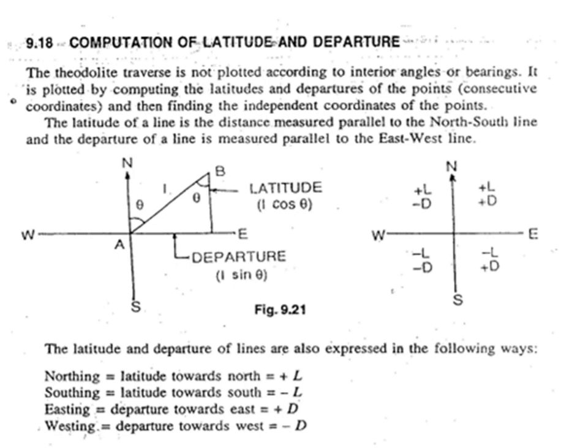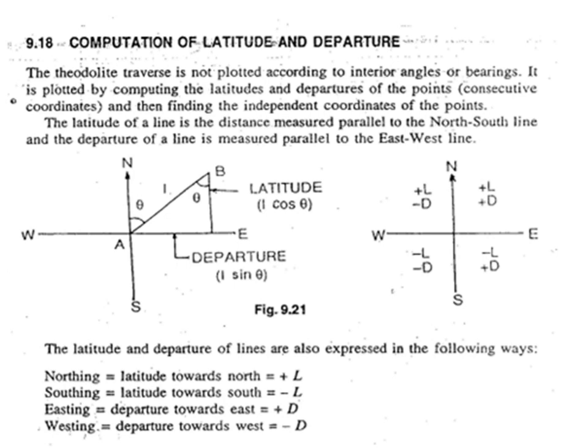So generally the latitude and departure in the first quadrant, they are positive. That is to say that if the line is lying in the first quadrant, the latitude is positive and departure is also positive. Similarly, if the line is lying in the second quadrant, then the latitude is negative and the departure is positive.